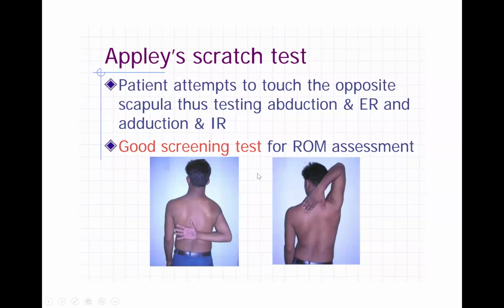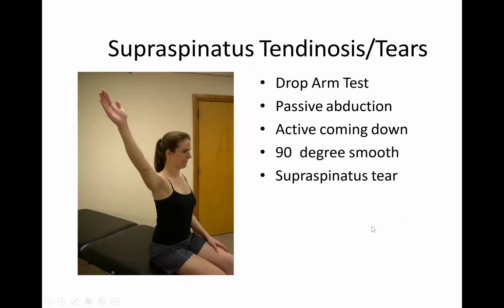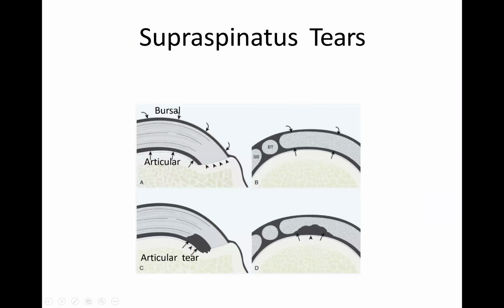A good screening test to evaluate the range of motion of the shoulder is the Apley scratch test, where the patient attempts to touch the opposite scapula, thus testing abduction and external rotation, and adduction and internal rotation. So range of motion assessment is a must. Then we look for the specific tendons. We look for a supraspinatus tendon tear with the help of the empty can or Hawkins test. All these tests are done in the OPD, and we try to make a diagnosis.